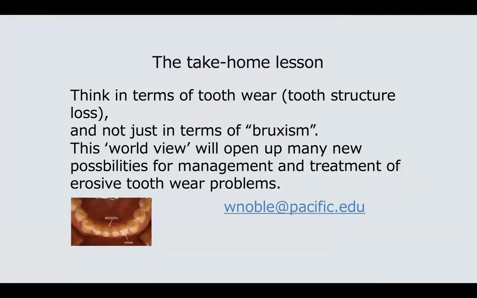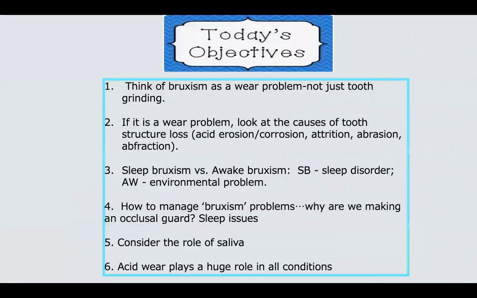So the take-home lesson is what? Think in terms of tooth wear. It's not just bruxism. It's all these other things that come into play. And most of it has to do with acid. So here are a few objectives for today that we've talked about. I'm sure we've gone through a lot of stuff very fast. But some of the thoughts: think of bruxism as a wear problem, not just tooth grinding. I think we talked about that. We know the different types of bruxism, and we know that acid really affects this directly. If it's a wear problem, what is the cause of this tooth structure loss? Any of these things can come into play along with the acid.